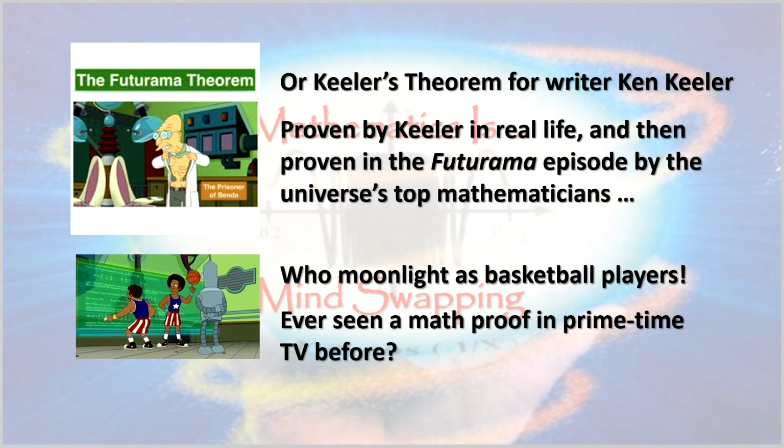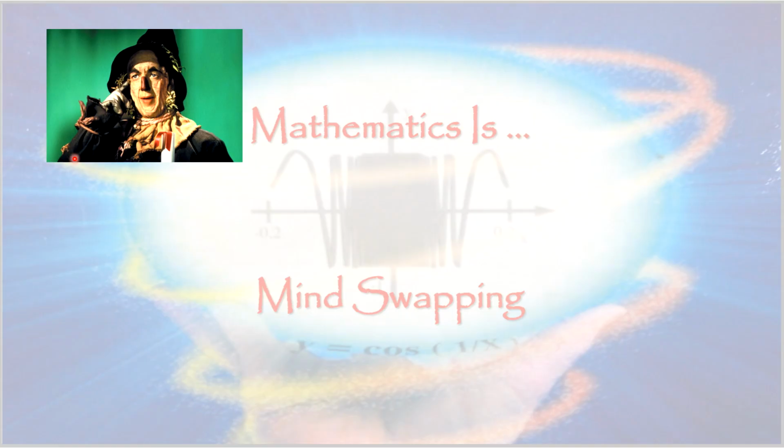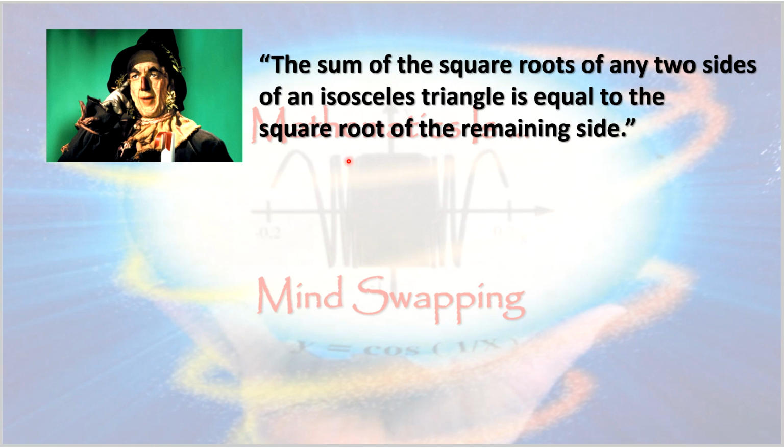Keeler's theorem is not the only mathematical theorem discussed in the book, The Simpsons and Their Mathematical Secrets. Do you remember the scene near the end of The Wizard of Oz where the Scarecrow gets a brain? He then shows off his intelligence by spouting the Pythagorean theorem, except that he doesn't. What he says is, the sum of the square roots of any two sides of an isosceles triangle is equal to the square root of the remaining side. Can you spot all of the errors in this statement?